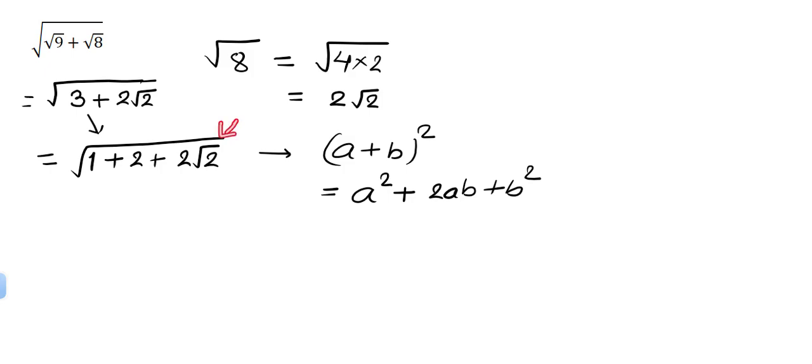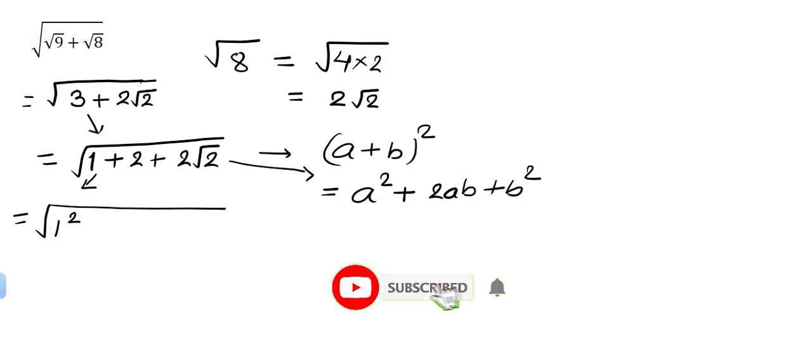Now, how do we do that? We change this into the form of a square plus 2ab plus b square. This is the root. Now, let's say 1 is a. So you can write 1 as 1 square, which is the same as 1. Now, let's say this 2 is b.